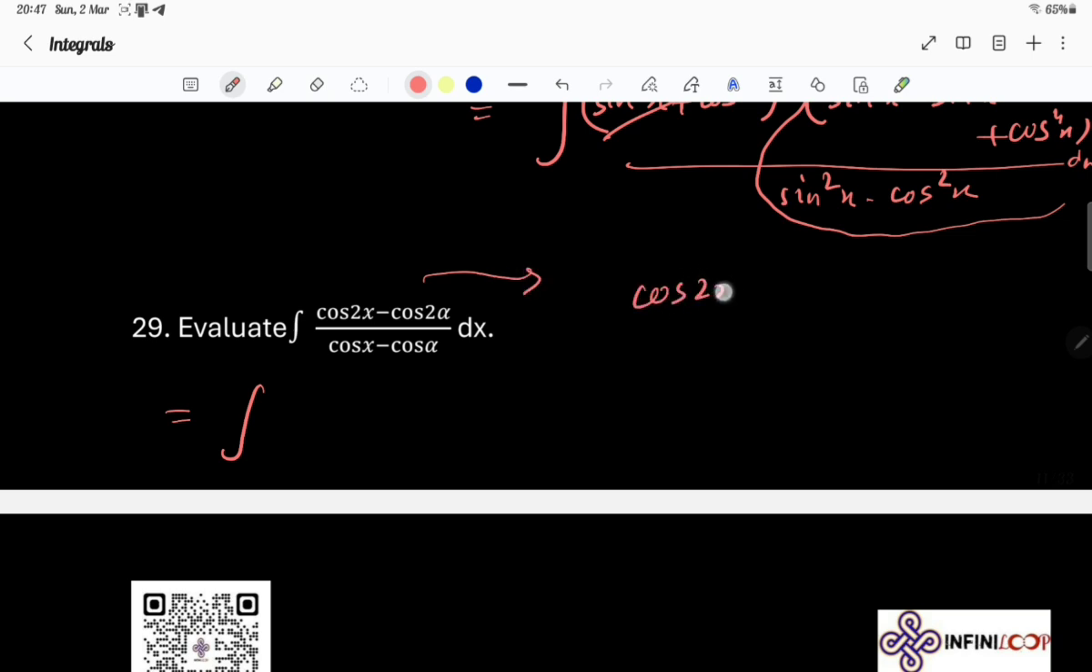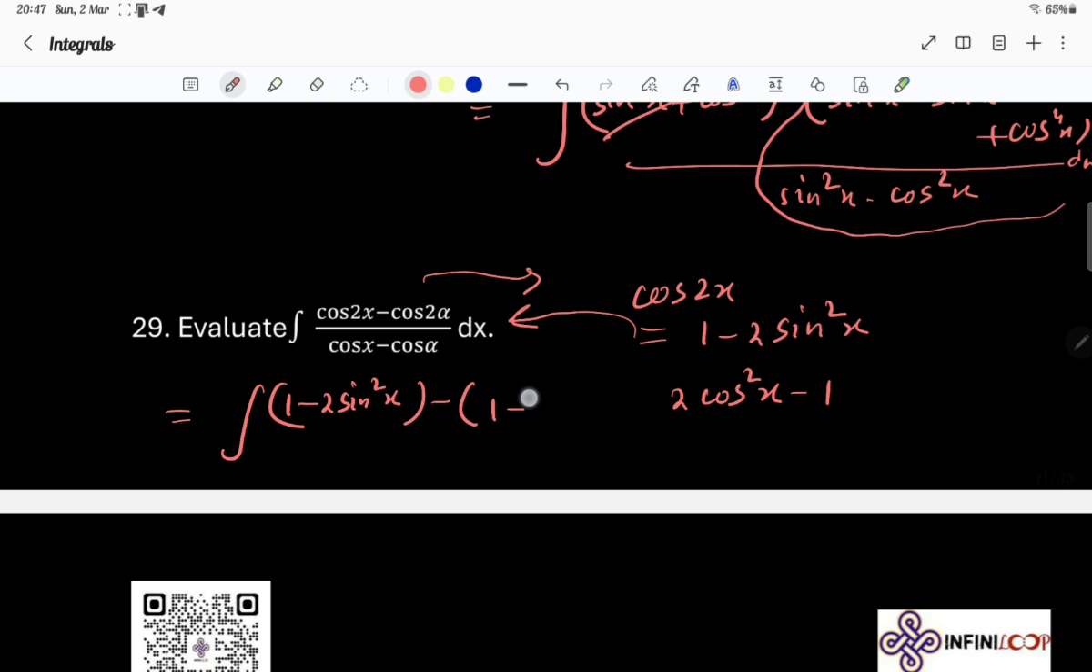Integration of (cos 2x − cos 2α)/(cos x − cos α). What is the cos 2x formula? It is 1 − 2sin²x, or you can write 2cos²x − 1. Which to apply here? If you write 1 − 2sin²x, it is not coming, because sin is in the numerator but in the denominator it is cos. So which formula do you have to apply? The cos formula.